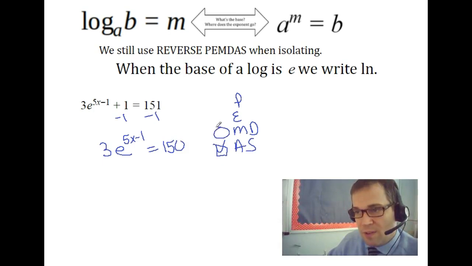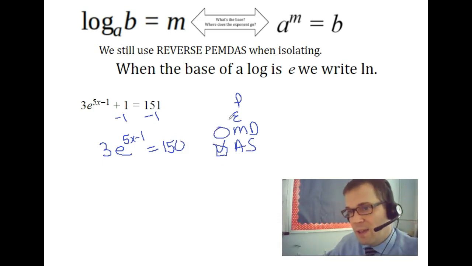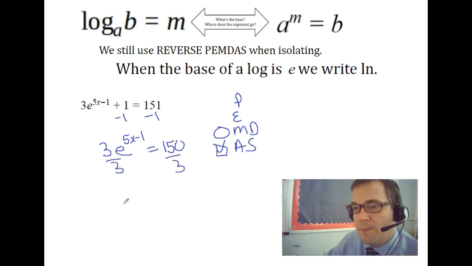My next question is, is there anything to multiply or divide? This 3 in front is a multiplier. The base of this exponent is e, and it's being multiplied by 3. So that 3 has to go before we switch to any kind of form. Since that 3 is multiplying, we will divide both sides by 3. That gives me e to the 5x minus 1 equals 50.